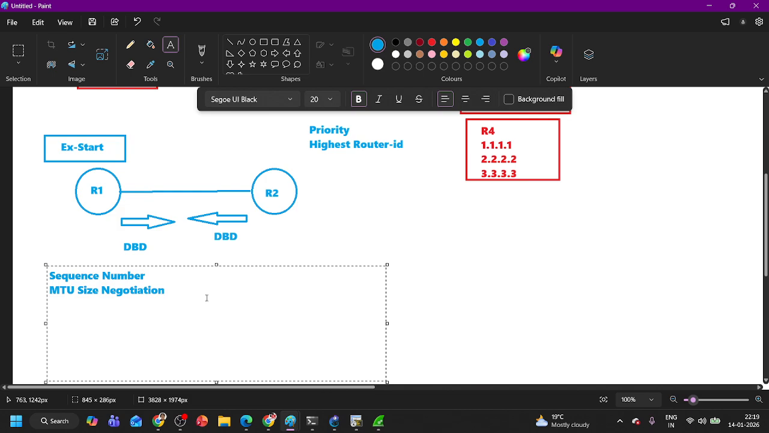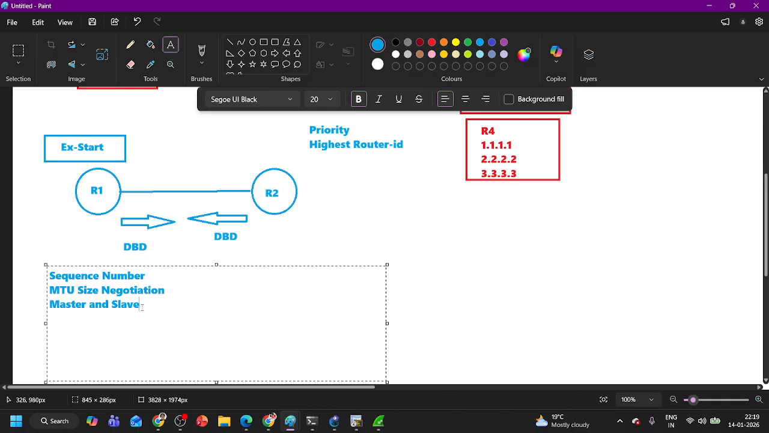Must check MTU. Something more happens here, like master and slave election. Which router is going to initiate exchanging the database, which router will share its database first between R1 and R2? For that, there will be one small election of master and slave. One router will become master, one router will become slave, and this election happens on the basis of what? Sequence number.